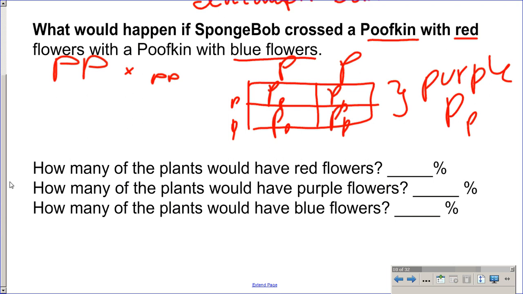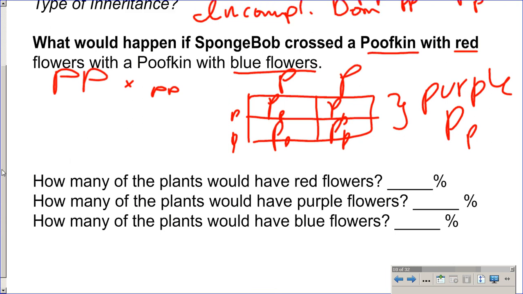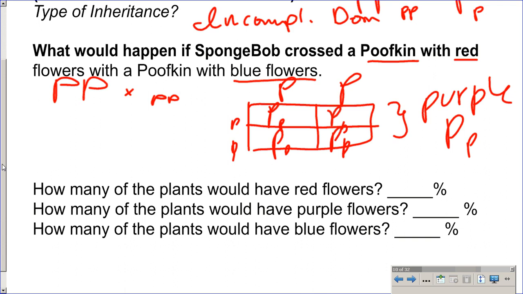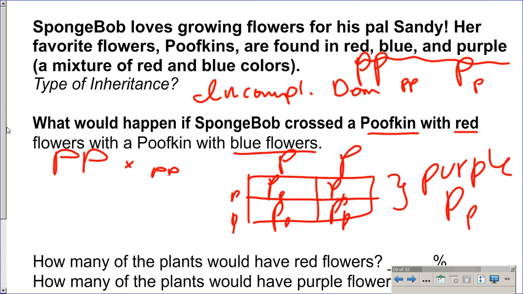How many of the plants would have blue flowers? 0. Question? How do you know that the red is the dominant color? This is through previous experimentation. I'm telling it to you. I should say it in the problem note. Yeah, sorry. Usually the first one given is the dominant, but not all the time. I would have to tell you more specifically.